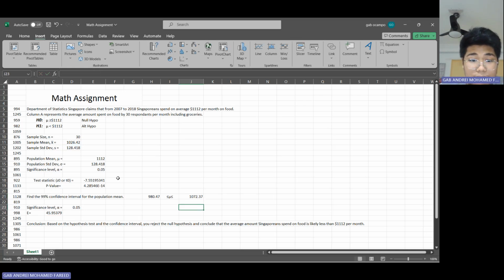As you can see, the population mean that they have given does not fall in between my confidence interval. And therefore, as my conclusion, based on the hypothesis test and confidence interval, I must reject the null hypothesis and conclude that the average amount Singaporeans spend on food is likely less than $1,112 per month.